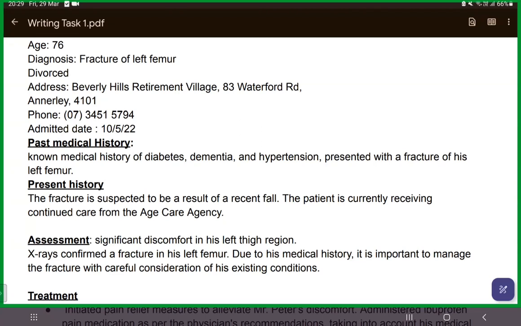Only we can write the present history, assessment and treatment. After admission, what were the procedures and what kind of treatment we have done. All those details we can include in our letter.